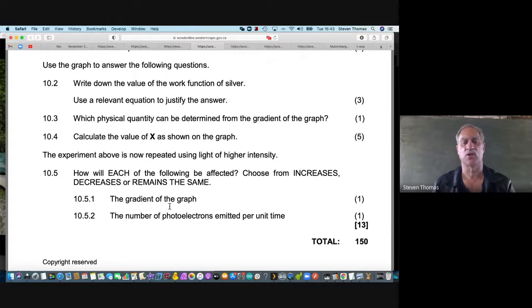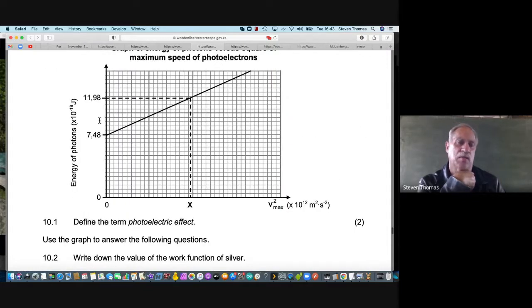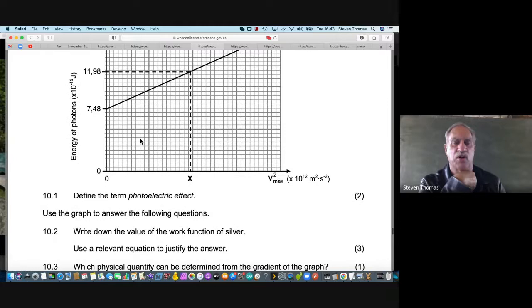However, if we had a higher frequency of light, what it does is that higher frequency actually represents the amount of energy, the energy of the photons. So there's the answer to that question.